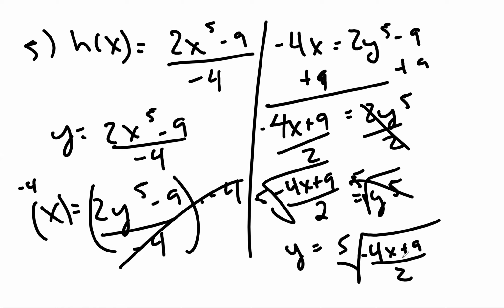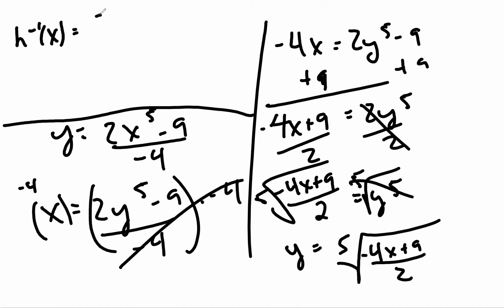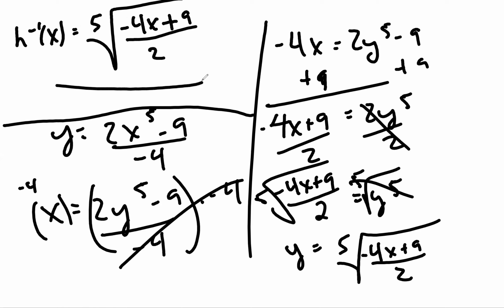And so in order for me to put my final answer up here, I'm going to get rid of the problem. All I have to do is take the y that I have down there at the bottom and replace it with the inverse. And so this is going to be h inverse of x equals the 5th root of, notice that my root symbol is really big because I have the top and the bottom inside. So -4x plus 9, all divided by the number 2. And this is my final answer.